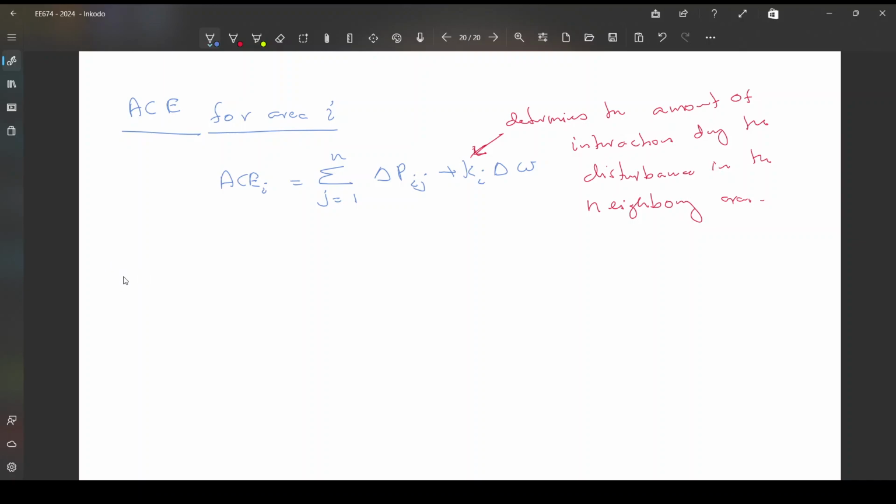So typically the overall satisfactory performance is achieved when K_i is equal to B_i, which is equal to 1 over R_i plus D_i, right? You can say that the overall satisfactory performance is achieved when this is happening.